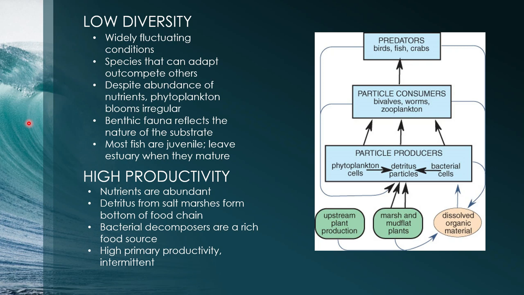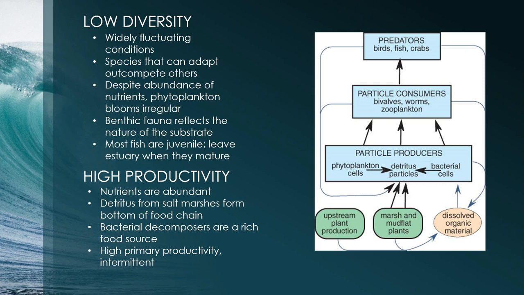We have an abundance of nutrients because we have river water coming down. We might have water mixing in from the ocean. So we have a lot of nutrients, but we tend to have very irregular plankton blooms, right? So that means you need to be a species that can really take advantage of those blooms when they occur if you're going to live there. And you need to be able to survive when those blooms don't happen.